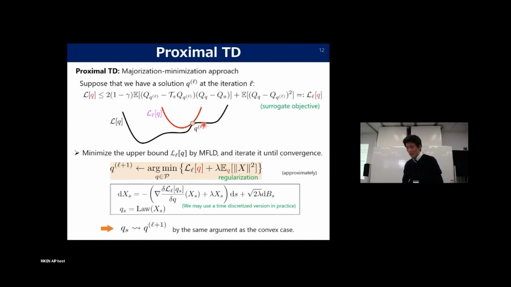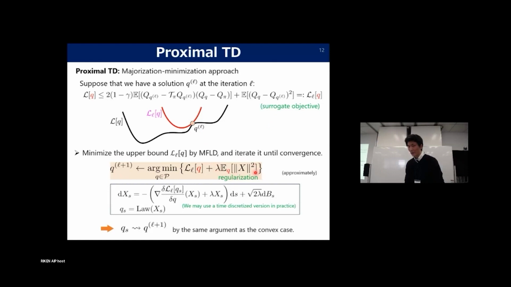Now suppose that at the l-th iteration of proximal TD, we have a solution Q_l. Then we have a quadratic upper bound of the objective function at Q_l, which is denoted by L_l. The upper bound can be obtained like this. This is a very tight upper bound of the objective function. So we have a surrogate objective which upper bounds the objective. Then we minimize this upper bound at each iteration, and that minimizer is denoted by Q_{l+1}.